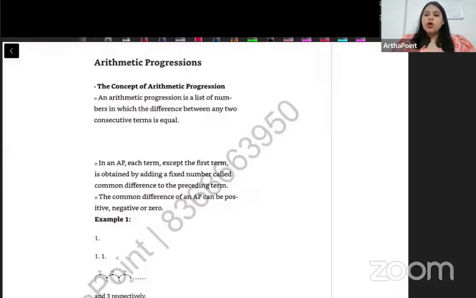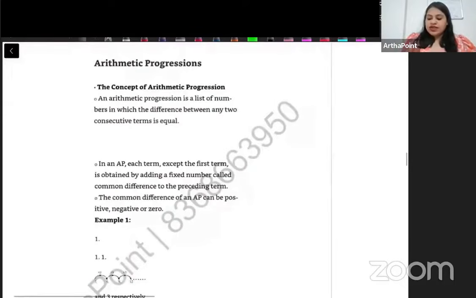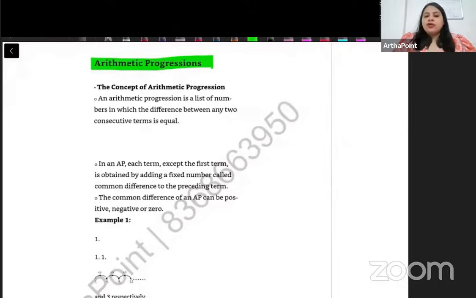Okay, let us now begin with the next topic. The next topic that I want to take is called very, very simple AP. Now, what is arithmetic progression? Whenever you have numbers coming consecutively such that you have a common difference between the numbers, then it is said that the numbers are in AP.